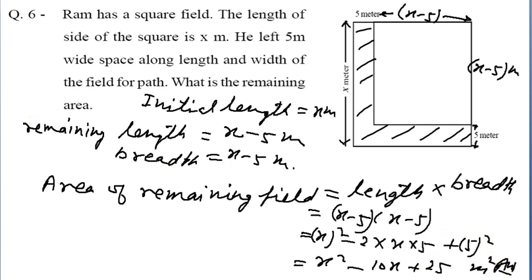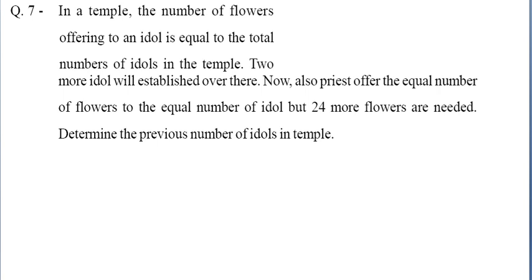So you have to do this type of question. Let us see what will happen in this. Question number 7. In a temple, the number of flowers offered to an idol is equal to the total number of idols in the temple. 2 more idols will be established over there. Now they still offer an equal number of flowers to each idol, but 24 more flowers are needed. Determine the previous number of idols in the temple.